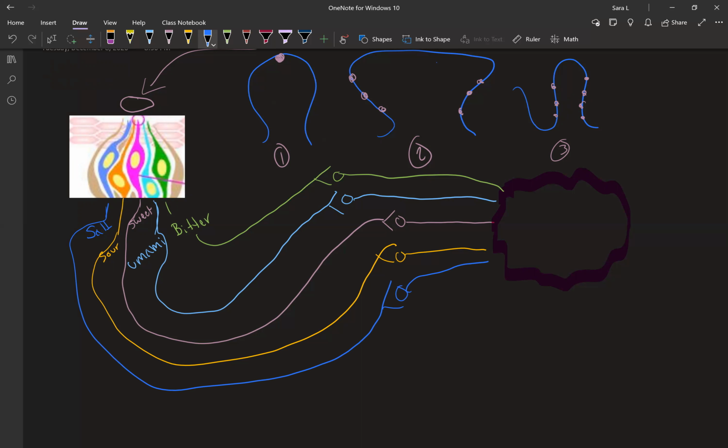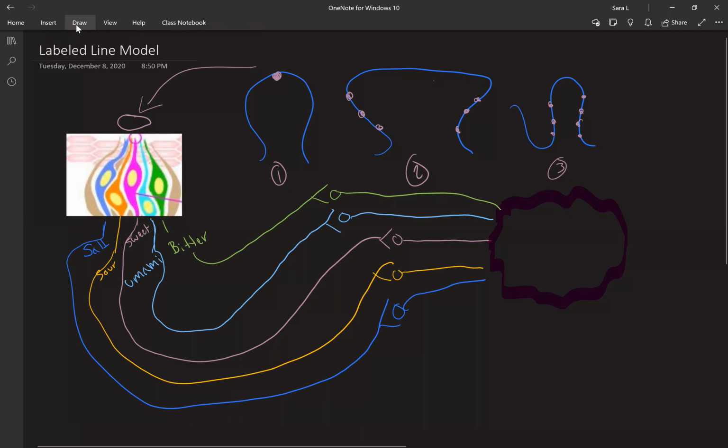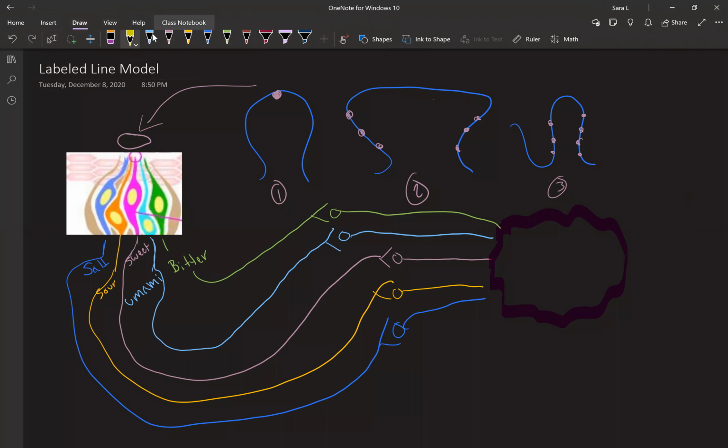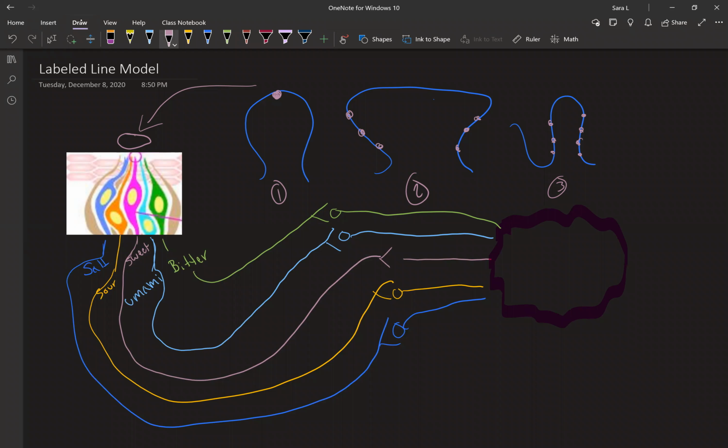So the idea behind the labeled line model is that everything is completely separate in and of itself. There is nothing here that says I'm going to start as salty and then somehow switch over and branch off and project onto the same receptor that a sweet one does. That part of this does not exist at all. The reason why this is so helpful is because it totally describes it: once we get the right receptor activated, our brain can understand that taste.